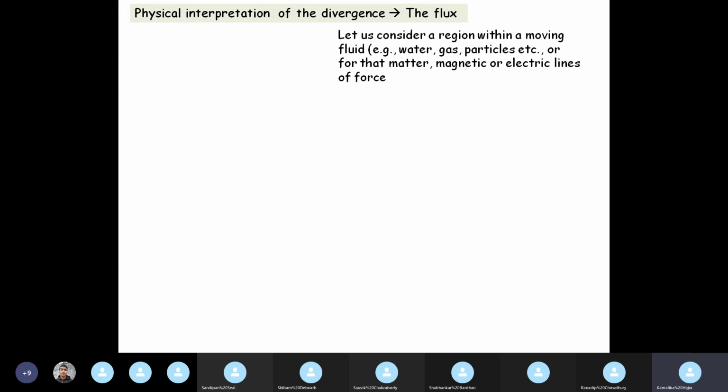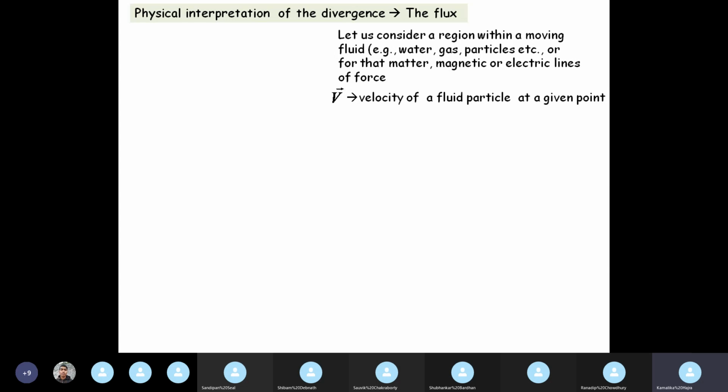Say you can consider people moving into a movie hall, or people coming out from the theater, basically a crowd. Or even you can consider electric lines of force or magnetic lines of force. You just imagine a region where there is a flow of some kind. And for the time being, let us just consider the flow of a particular fluid.